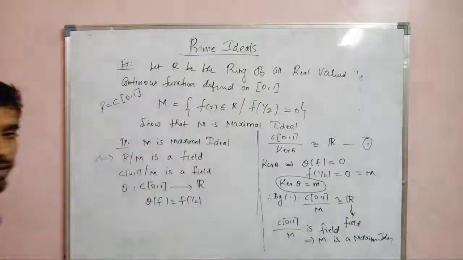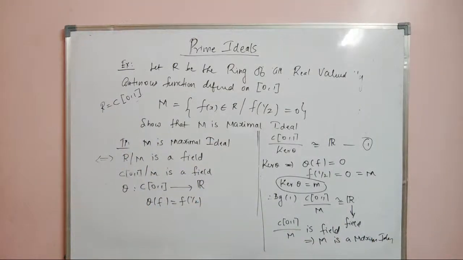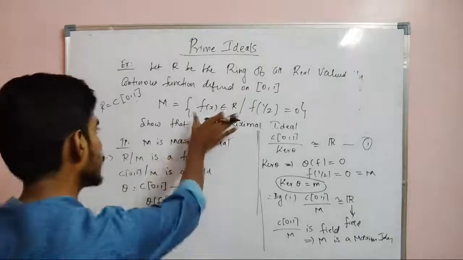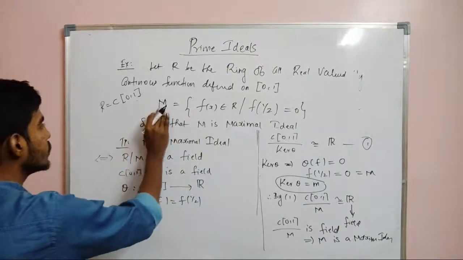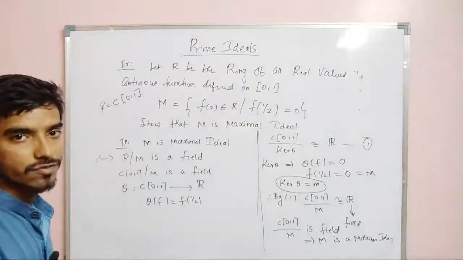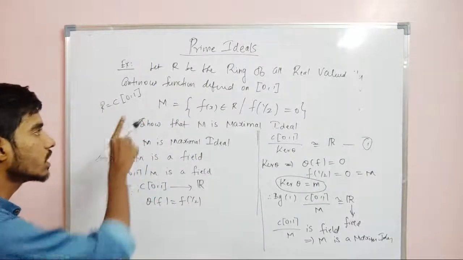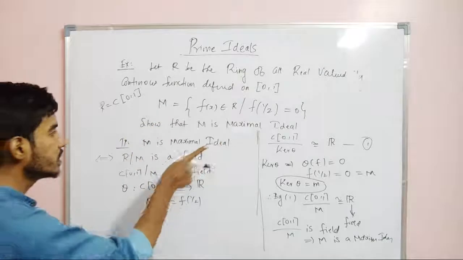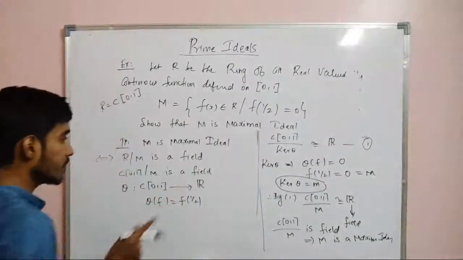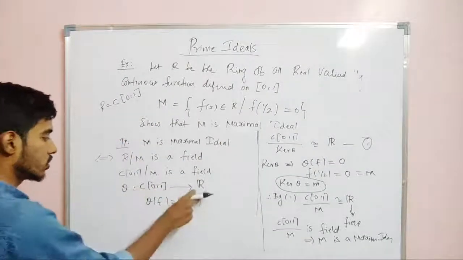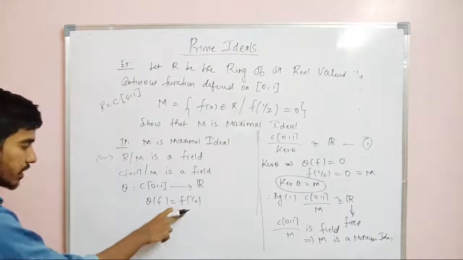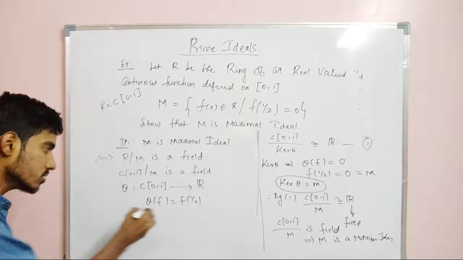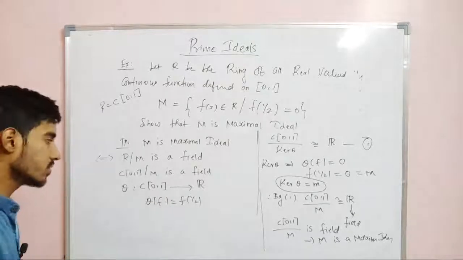Now let me do a recap of what we did. We need to show that this set is a maximal ideal. For that I am going to use a theorem: M will be a maximal ideal if R by M, the quotient ring, is a field. So for that, define a map theta from C of 0 comma 1 to R by theta of f is equal to f of 1 by 2, and this is a ring homomorphism which we have verified.